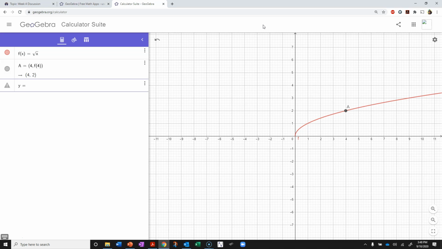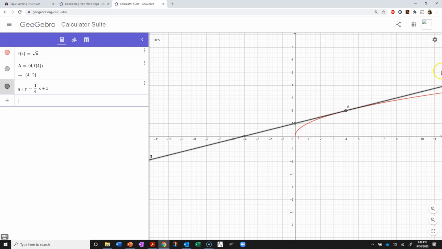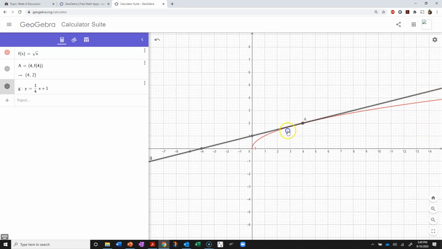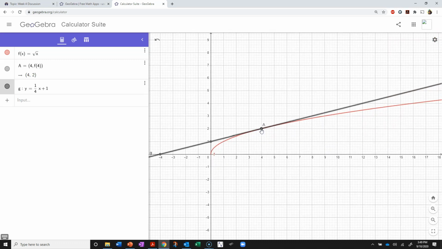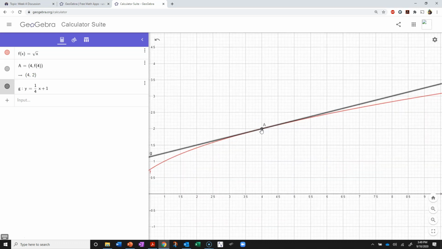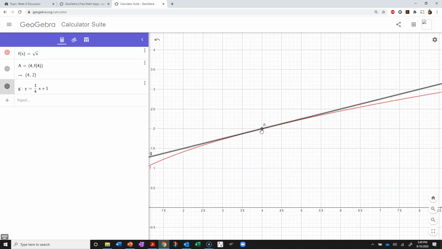Y equals 1/4 times x. Be careful that you don't type x down into the denominator. That will change everything. It's 1/4 times x, and then plus 1. And we can see that we've definitely done this problem right as well. We're passing right through that point A, and our equation of the tangent line is nicely touching the function right at that point.